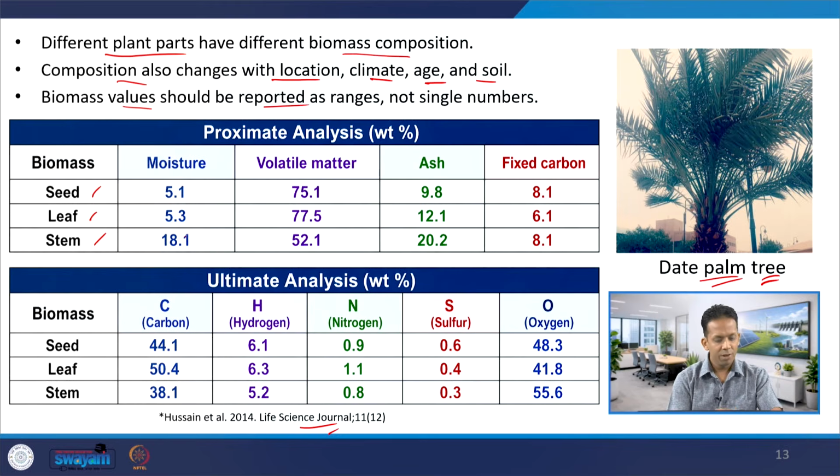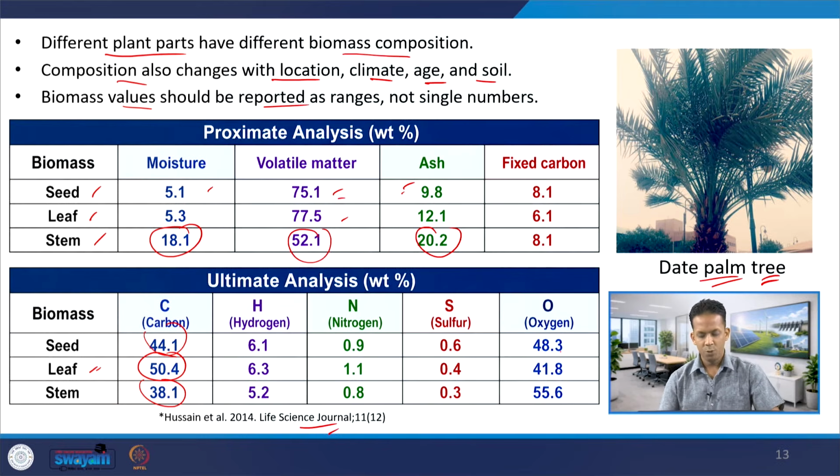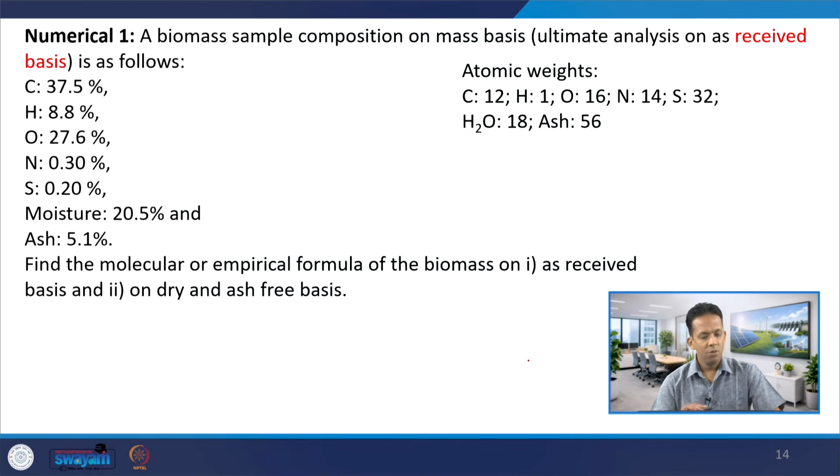Proximate analysis from this paper shows, for a date palm tree, for seed, leaf and stem, that stem has very high moisture, less volatile matter, and high ash compared to seed and leaf, which have very low moisture and ash but very high volatile matter. Similarly, in ultimate analysis, you can see leaves have the highest carbon, followed by seed and then stem, and these are the other components.